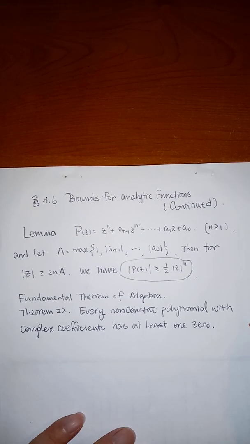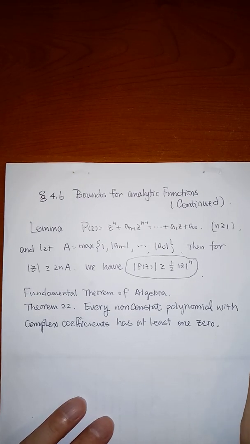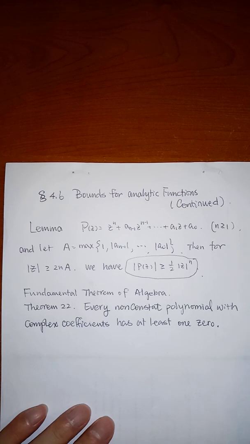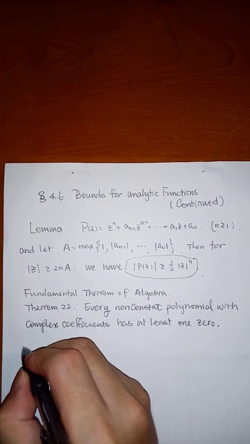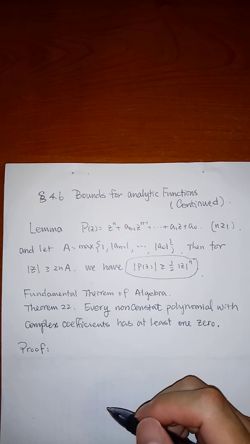Of course, we know that if you only talk about polynomial functions in the set of real numbers, not every polynomial has a real solution, right? But for a complex polynomial with complex solutions, it has at least one zero, as long as it is not a constant polynomial. Okay, now let's see the proof.